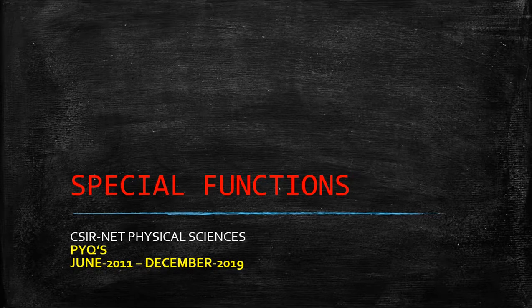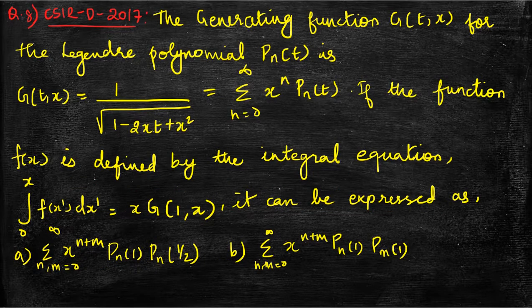Okay, now let us see the 8th problem, which is from December 2017. A generating function is given over here, which is similar to the Legendre polynomial. They have also given the Legendre polynomial generating function, and f of x is defined by the integral. The integral of f of x prime dx prime is equal to x g of 1 comma x.